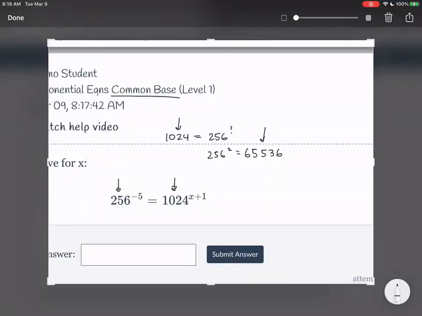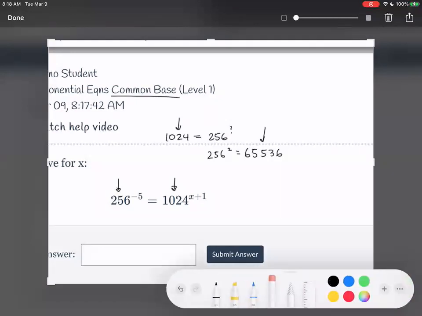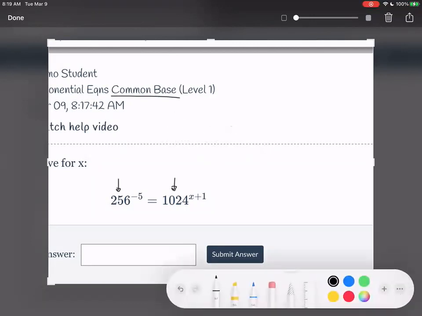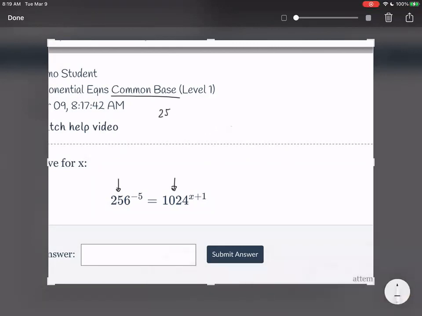So you just have to think about what common base can both of these have. And you can test out a few numbers. So you can test out maybe 2, maybe 3, maybe 4. I am going to test it out with the number 2 just because they're both even numbers. So let's try 256 is equal to 2 to the power of something. And then we're also going to try 1024 is equal to 2 to the power of something. And let's see what those somethings are.